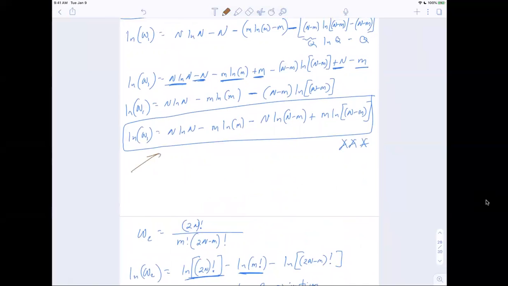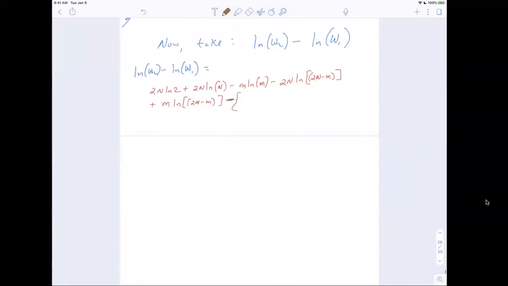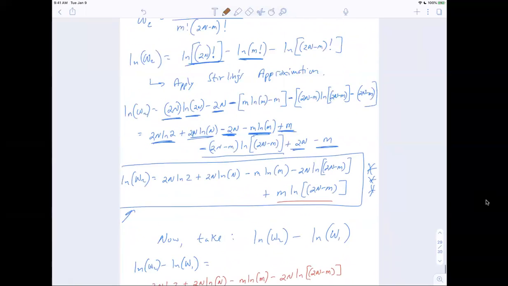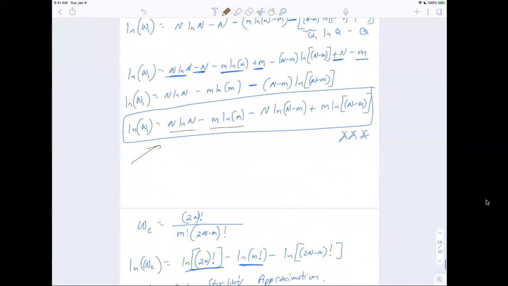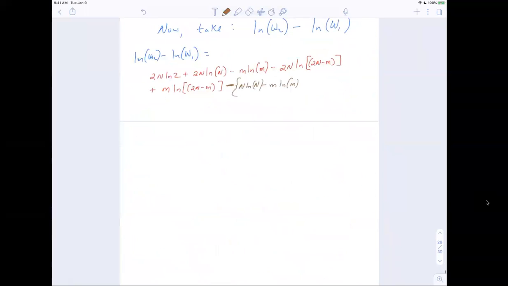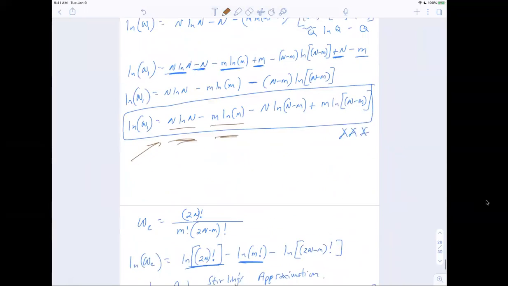Okay. So the first term is n log n, and the second term is minus m log m. So let's just put those in. Those are the easy ones. N log n minus m log m. Okay, so those are the first two terms for log of W1 right here. And then we have this minus capital N log of the difference. So we'll put that in, minus n times the log of n minus m. So that takes care of this term.